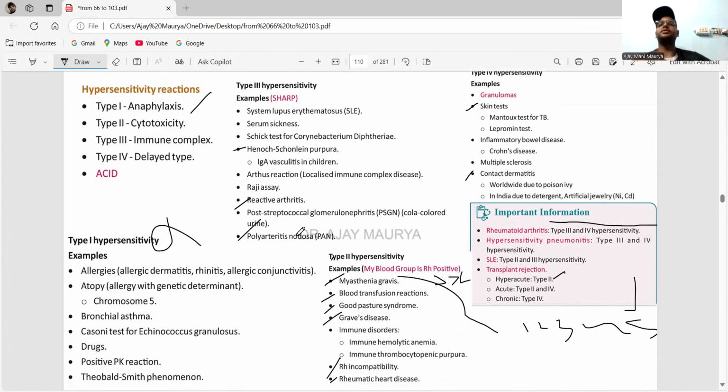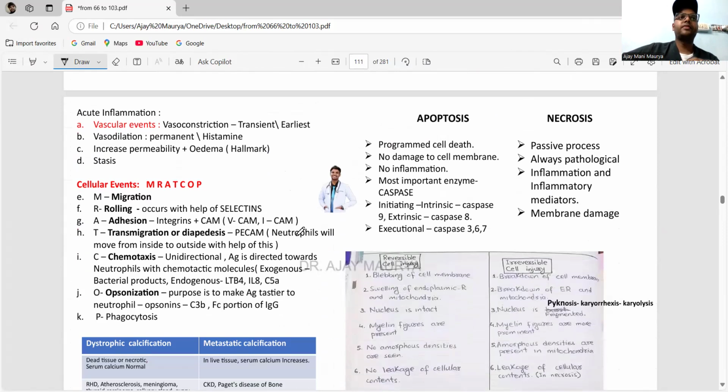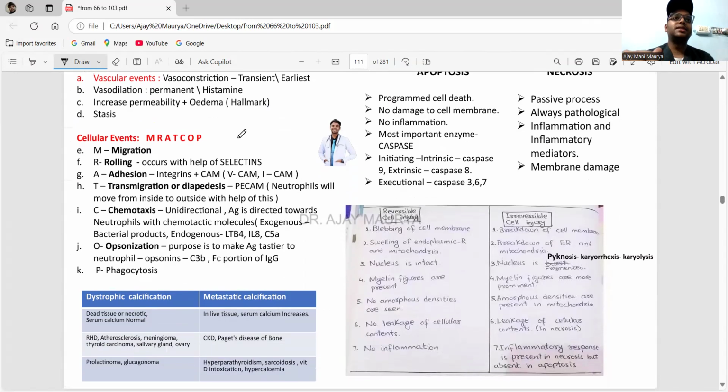Okay, just remember this one. Very, very important. This is acute inflammation, and I think everyone knows about this one. This is the inflammatory part: there is an injury, and then the inflammation processes. So the cellular events we have, the mnemonic is MARATCOP.